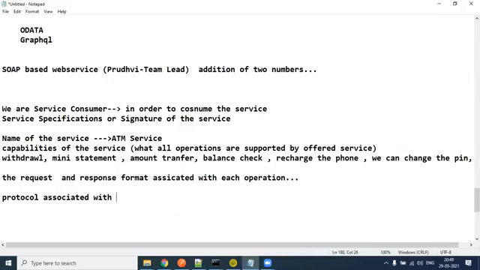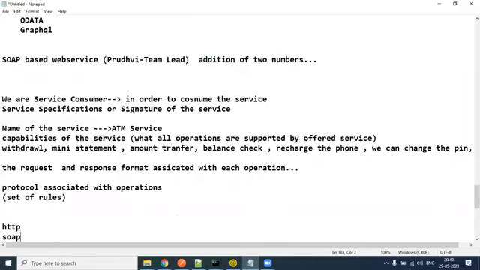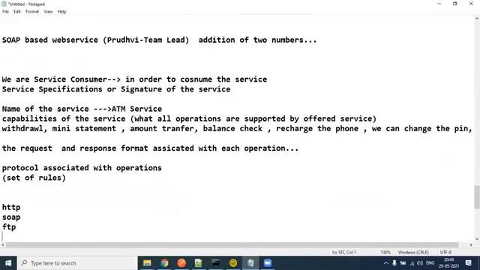So what is the meaning of protocol? Protocol literal definition is set of rules, right? So when you exchange data over the web, you have to follow certain rules, right? It becomes important to follow certain rules, and those rules are basically defined with the help of protocol. So we know there is an HTTP protocol, we know there is a SOAP protocol, we know there is an FTP protocol, we know there is an SMTP protocol. So there are different protocols which might be associated with the operation.